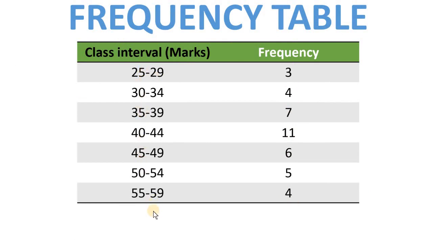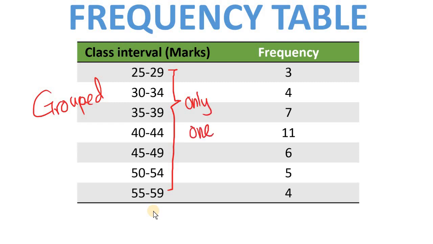This is group data, because in the previous frequency table, each value involved only one number. But now in group data, each class interval involves 5 numbers. That is what group data means. Okay, I hope you understand. That's all for this part.